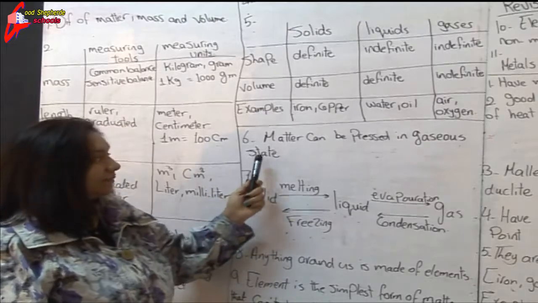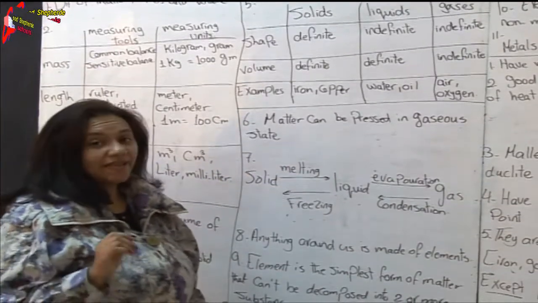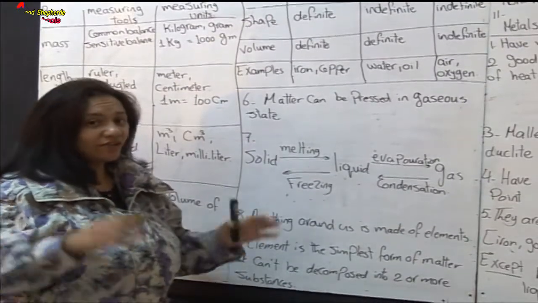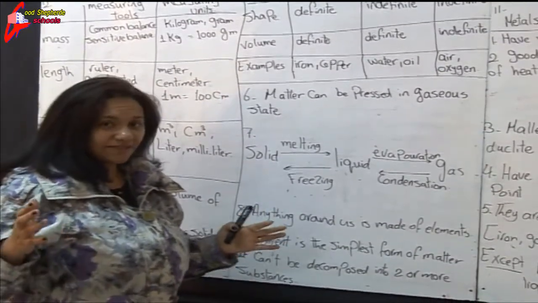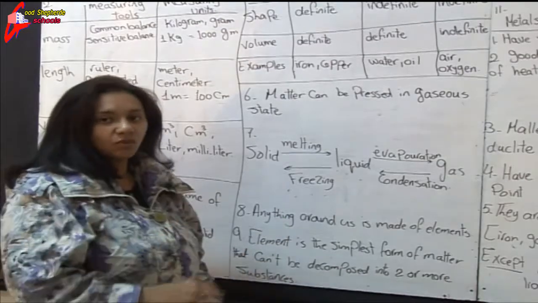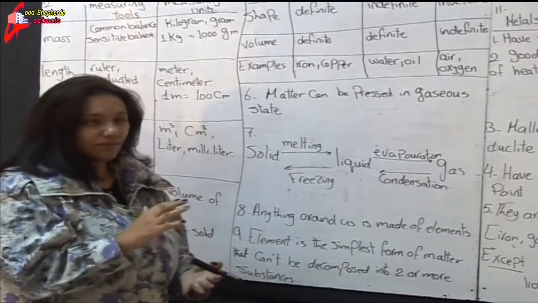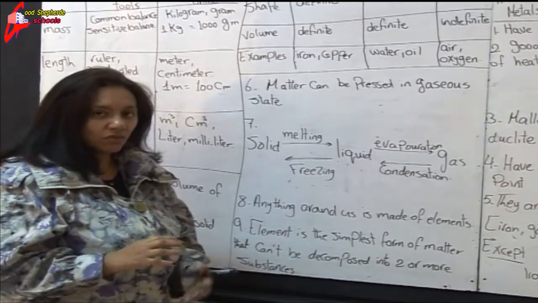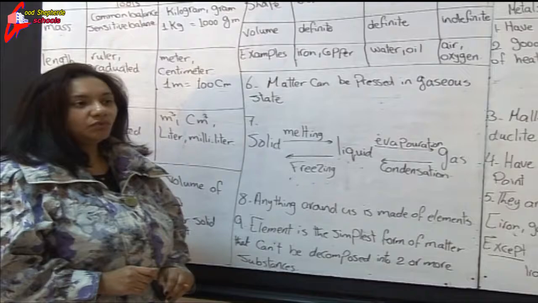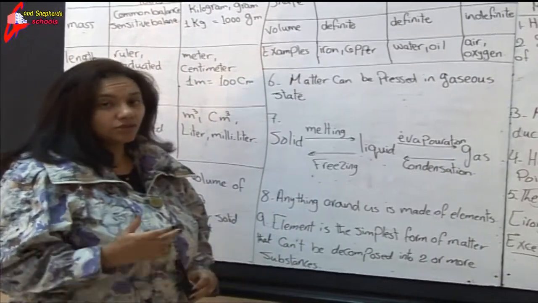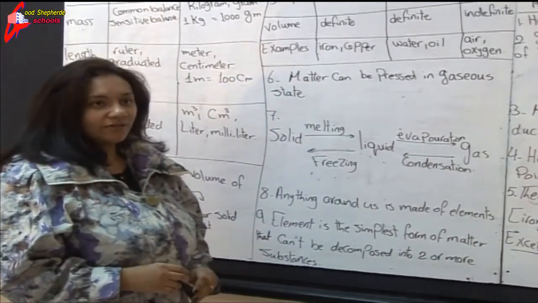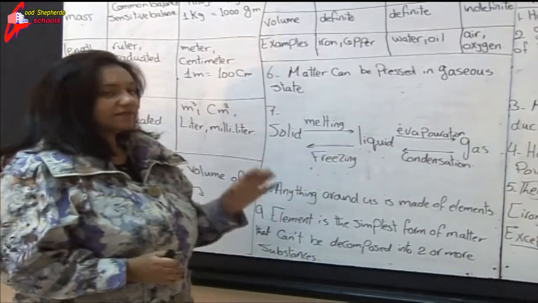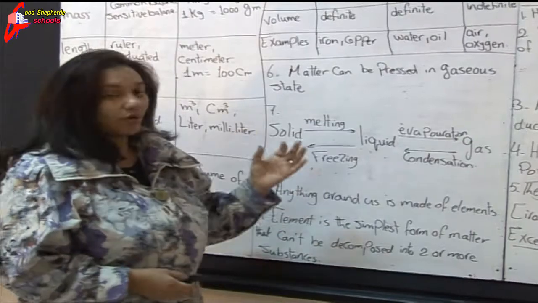And we said that matter can be pressed in the gaseous state only. This means that when I have a very big amount of gas, I can put it in a very small container. I can press it. Press it means I will put a very big amount in a very small container. And we have a very important question: is it possible to change a substance from one state to another?